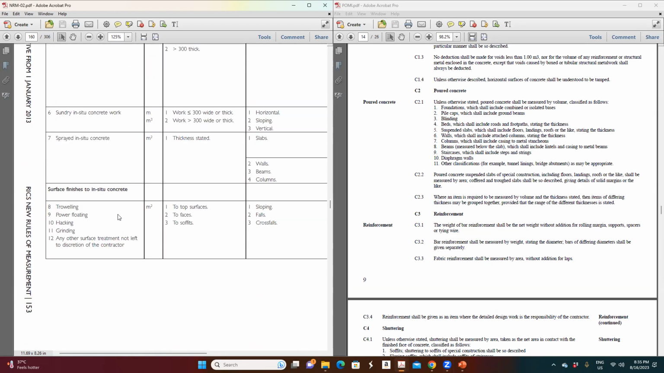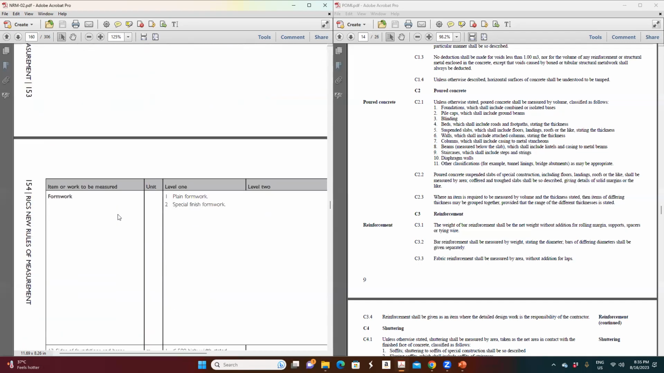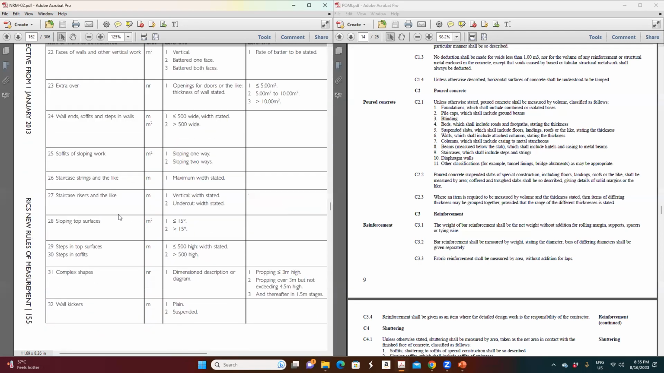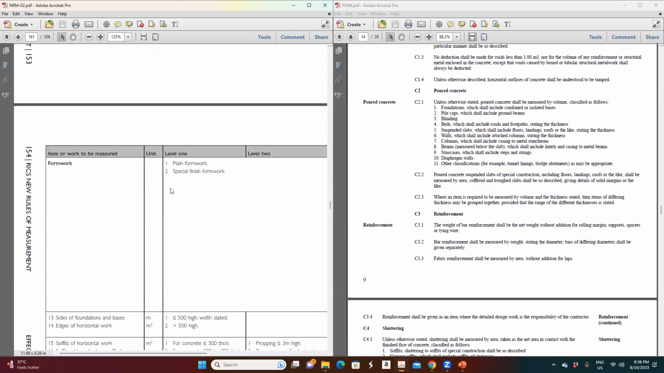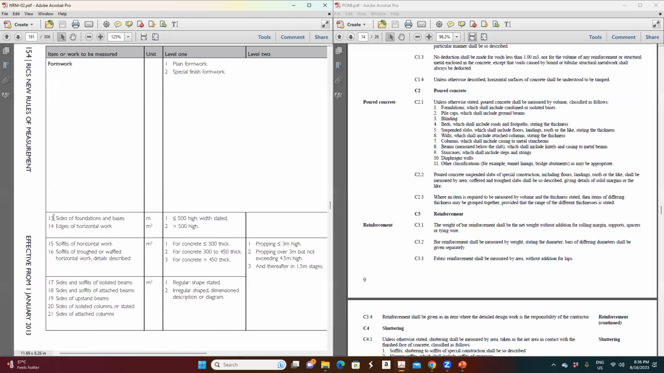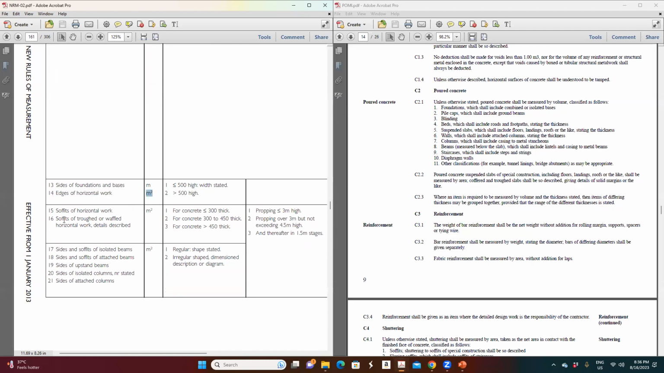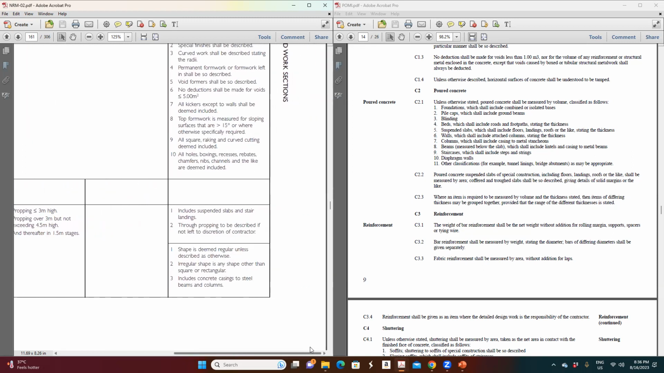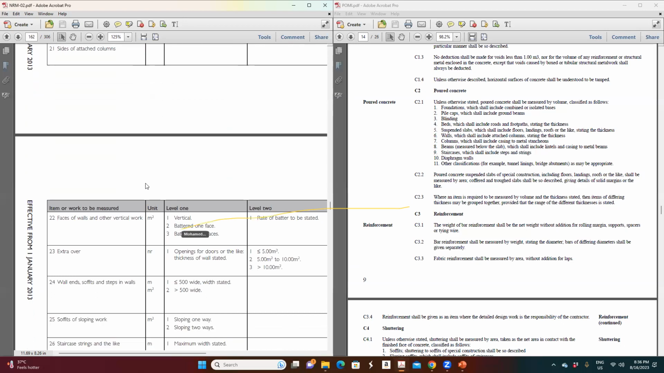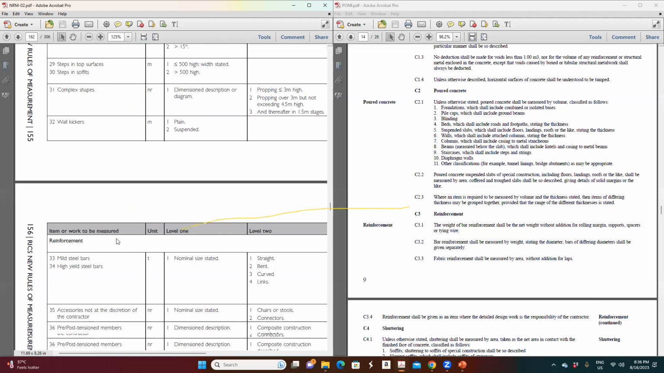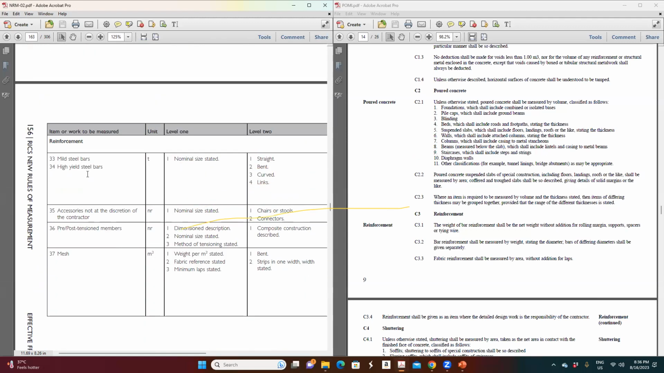Toweling, surface finishing, sensitive concrete, formwork. Okay, formwork, guys, you can see that formwork is measured by the sides of the foundation is measured by meter. Edge of the horizontal work is by square meter. Sides of the horizontal is square meter. So you just read it along with this detail. If you guys are having any problems, you can let me know and we will have a session on it.